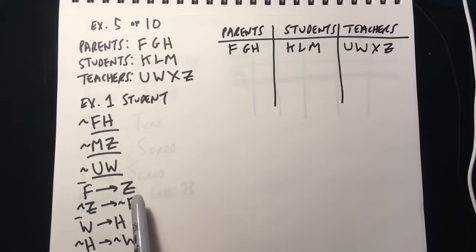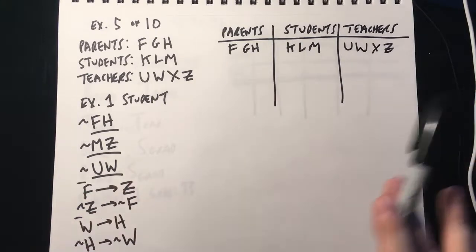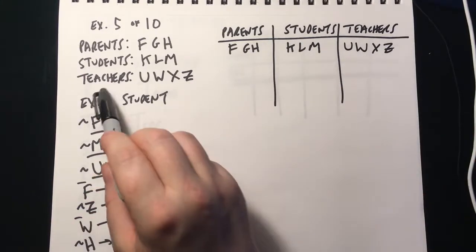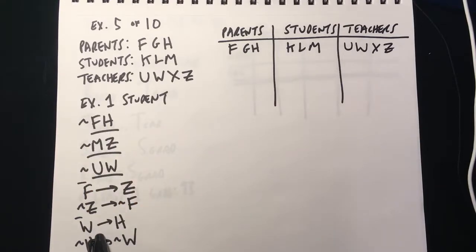W cannot be selected unless H is selected. If there's a W, then there's an H. If there's no H, then there's no W. All right. So we have our rules down here, and ideally on test day, write all the rules down, get them all down in a nice column like that. And then we jump into the game.